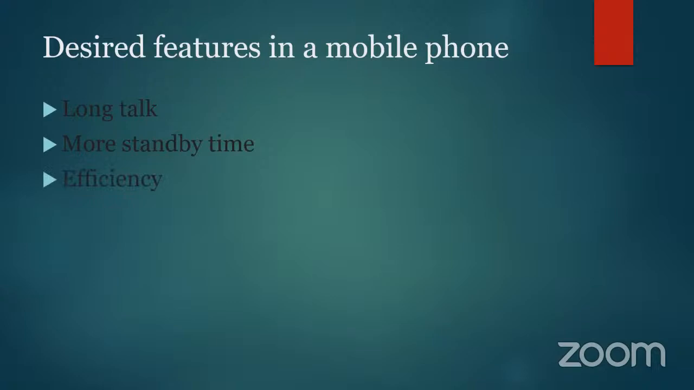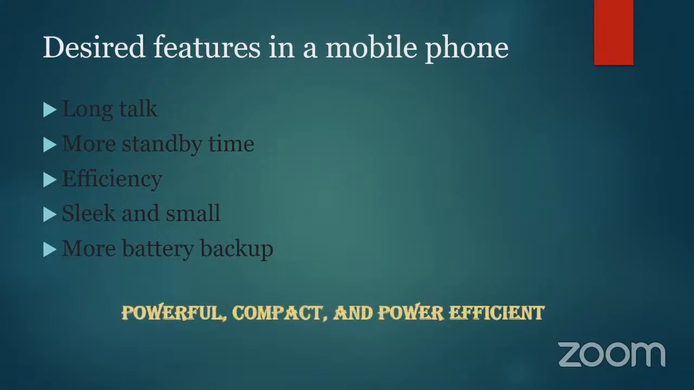Next is efficiency. There should be multitasking in the phone. We should be able to switch between different applications while using the phone. The mobile phone should be sleek and small. And the most important and major parameter we look for is the battery backup. So 70% of the users want long talk and standby time. Some of them want a sleek and small mobile phone, while more battery backup is required by all the users. So how to achieve all this? This we are going to study today in low power design. We can conclude that the device should be powerful, compact, and power efficient.